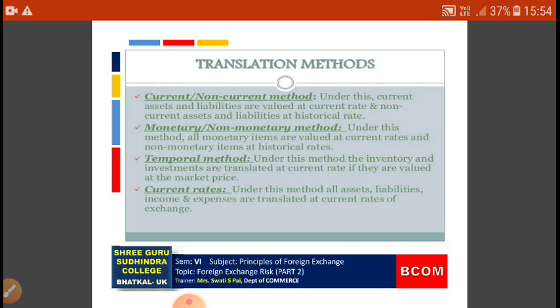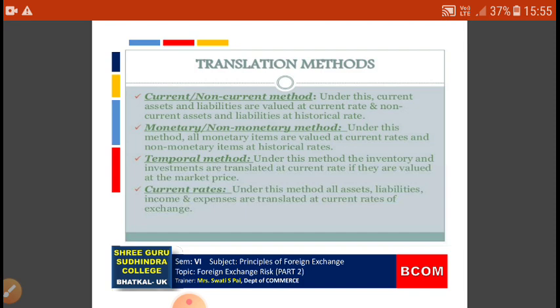Okay, so then what do you mean by monetary and non-monetary method? Under this method, all monetary items are valued at current rates and non-monetary items at historical rate. Now we'll discuss the monetary as well as non-monetary items in the next slide. As I told you, current rate is nothing but the prevailing exchange rate on the date on which the balance sheet is being prepared, and historical rate is the exchange rate values in the beginning.